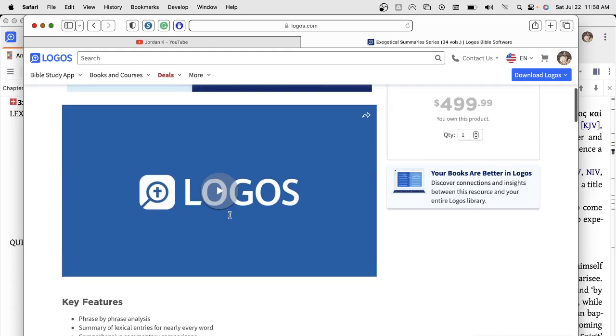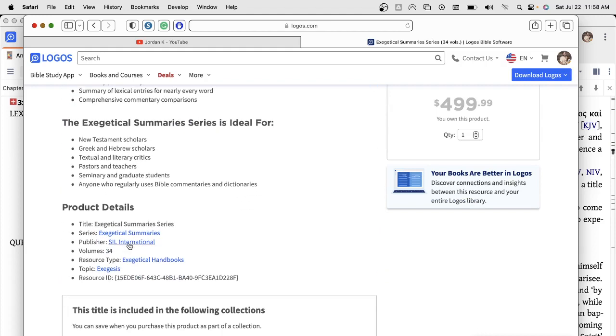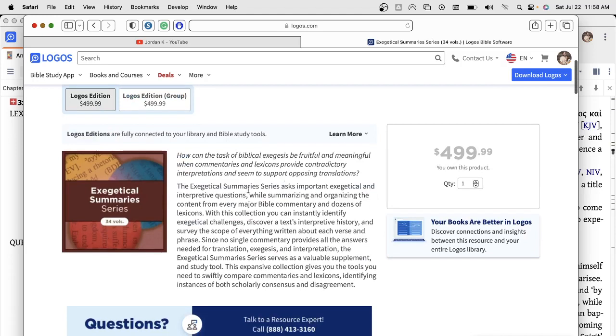And as you can see here, first of all, let's talk about it. It was produced by SIL International. I believe that's the Summer Institute of Linguistics. And basically, the idea of this series is that it summarizes and organizes information from major Bible commentaries and lexicons. And then basically it walks you through the text, and it'll kind of give you a summary of what different viewpoints are on certain phrases and things like that. So it's really helpful because in a sense it does a lot of work for you and helping you understand different interpretational options. And we're going to look at it here in a minute.